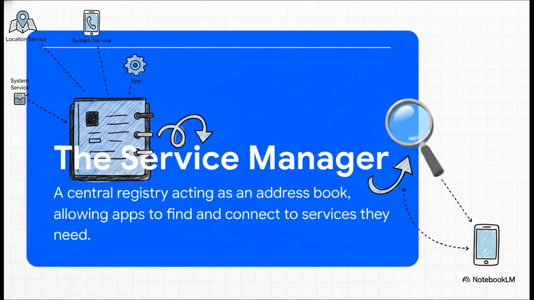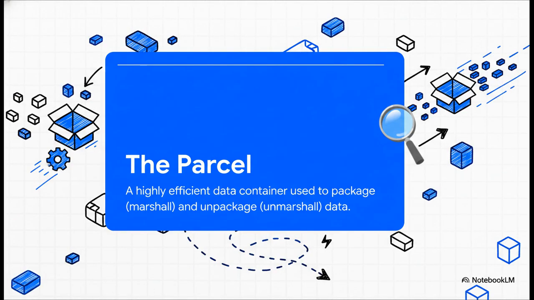Okay, next we have the service manager. Now, if the binder driver is the messenger, the service manager is the master address book. When a system service, like say the location service, starts up, it registers itself with the service manager. Then when your app needs to find that service, it just asks the service manager for the right address. Simple as that.